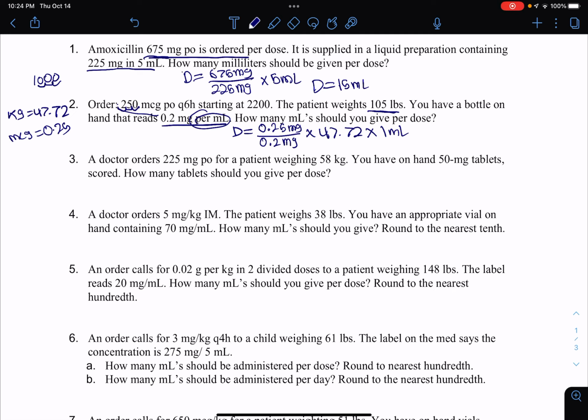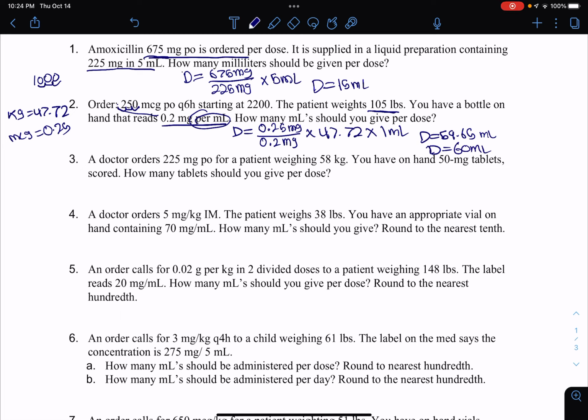And upon doing the math, you're going to take 0.25 and divide it by 0.2, which is going to give you 1.25. We're going to multiply that by 47.72, and then times 1 is itself. And the answer you're going to get is 59.65. Doesn't say round on there, but I'm assuming it meant it. And you're going to get 60 milliliters for your answer.